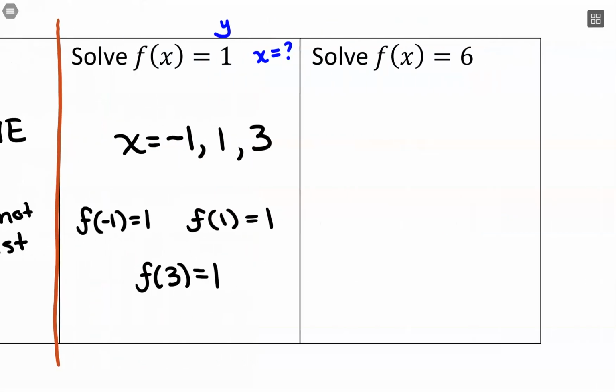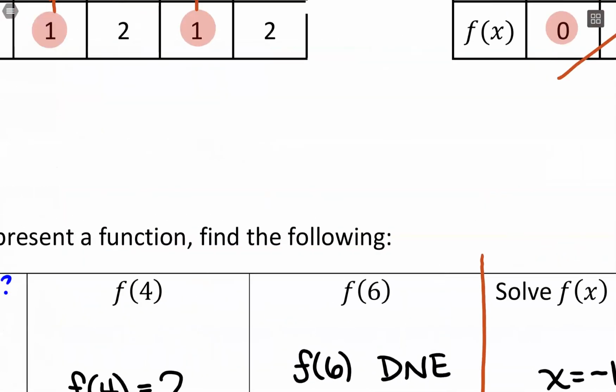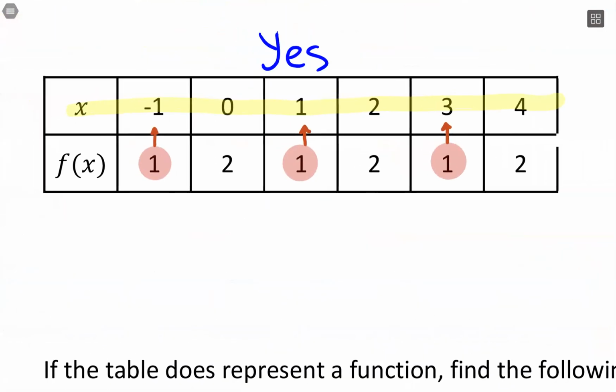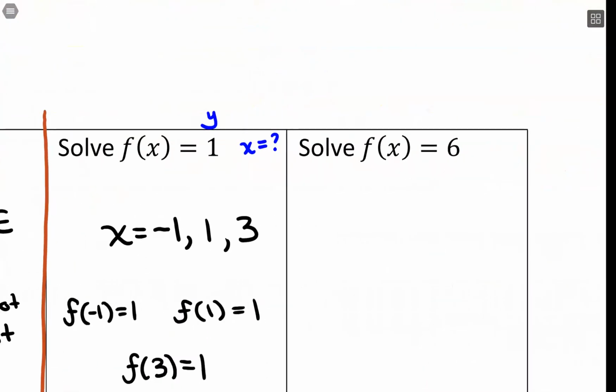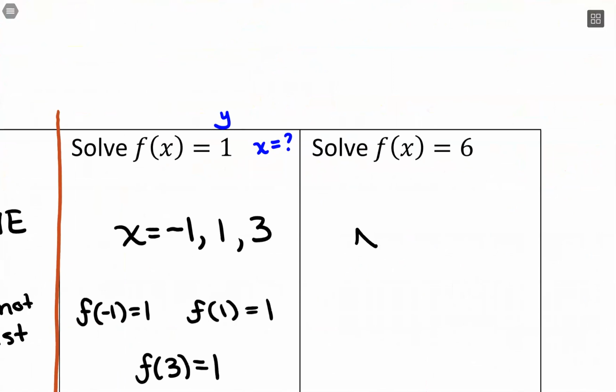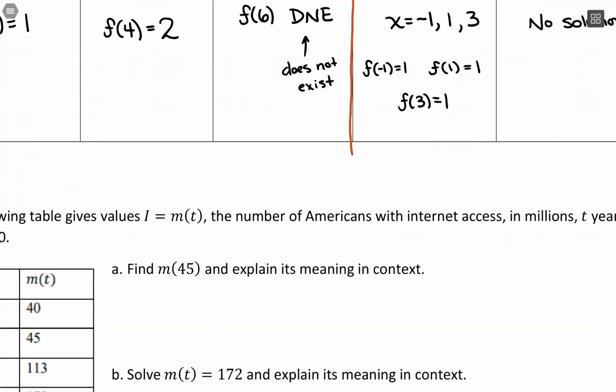All right, this last one, what we'll see is we're looking for positive 6, but as we go along that row, we never have an output of positive 6. So with that, we don't have a solution. So we just say no solution, since we don't see that as an output on our table.